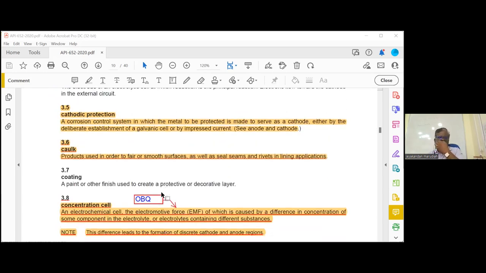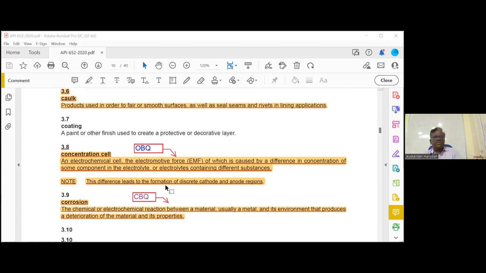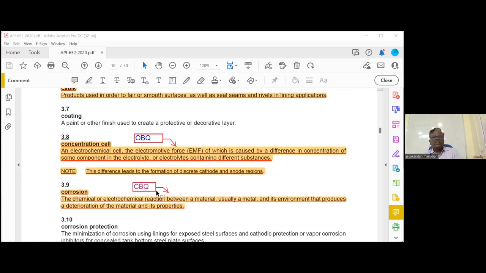Then what is concentration cell? I think this is a repeated one. Electrochemical cell, the electromotive force in which is caused by a difference in concentration of some electrolyte. Then what is corrosion? It was asked in a closed book question. The chemical or electrochemical reaction between a material, usually a metal, and its environment that produces a deterioration of the material and its properties. That is called the definition of corrosion. That is a closed book question.